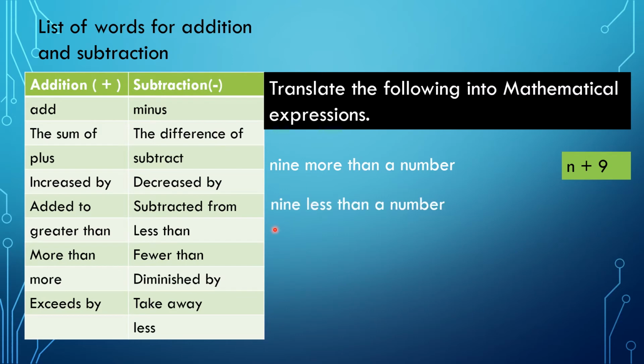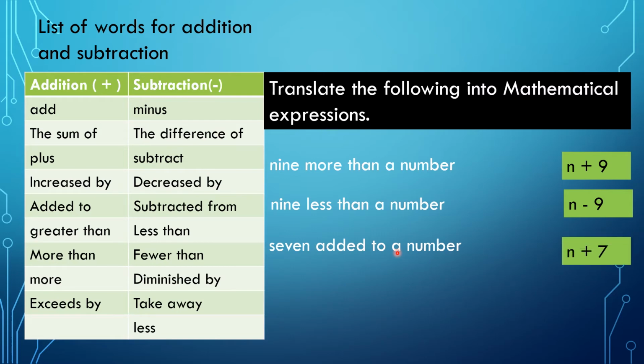Okay, next. 9 less than a number. So, that is N minus 9. Okay, 7 added to a number. So, 7 is added to a number. So, that is N plus 7.